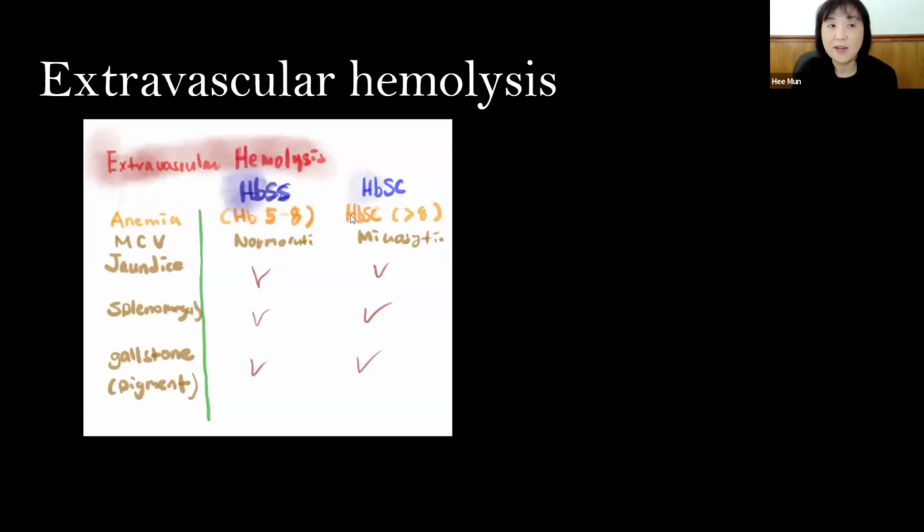Extravascular hemolysis, right? Anemia, hemoglobin: in sickle cell anemia, in severe cases, you can have hemoglobin 5 to 8, but usually hemoglobin SC is mild. It's always more than 8, mild anemia, like could be 11. And MCV is normocytic for sickle cell anemia, and microcytic in SC disease.